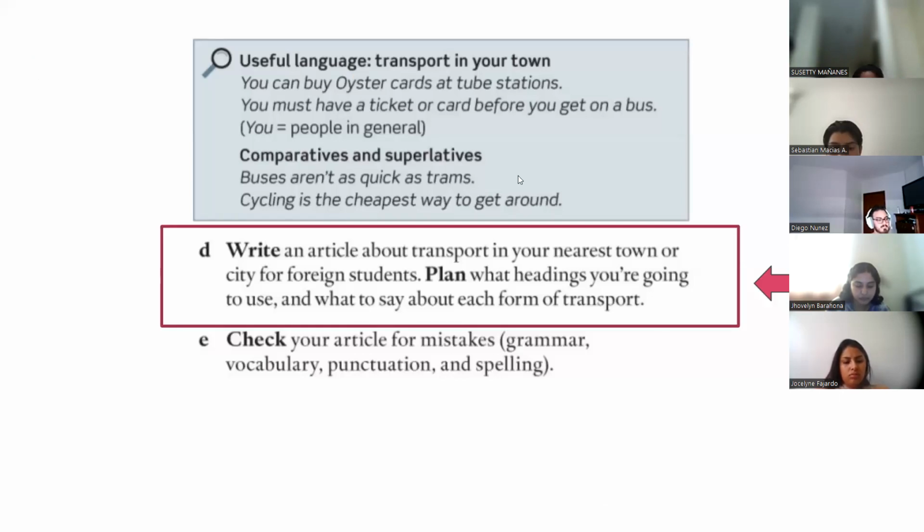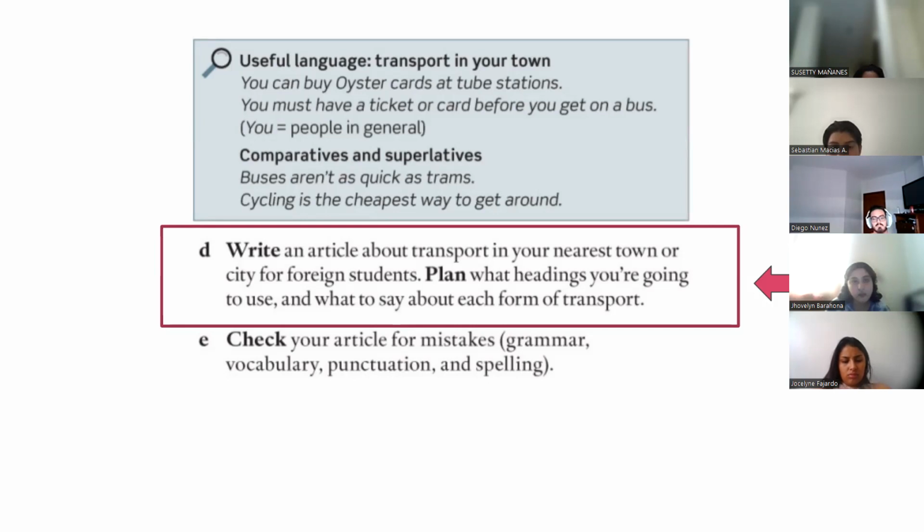Useful language box. Transport in your town. You can buy Oyster cards at tube stations. You must have a ticket or card before you get on a bus. "You" in general, people in general.